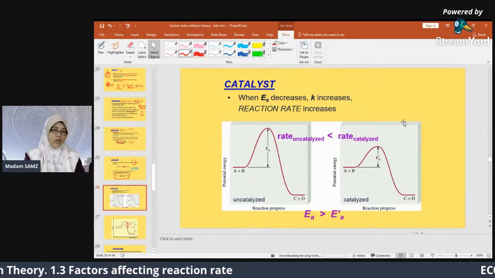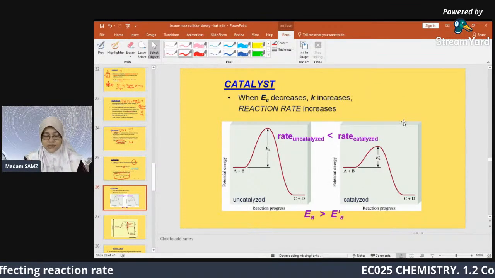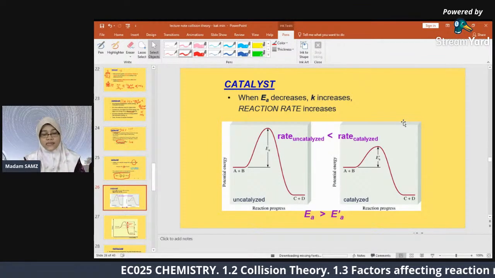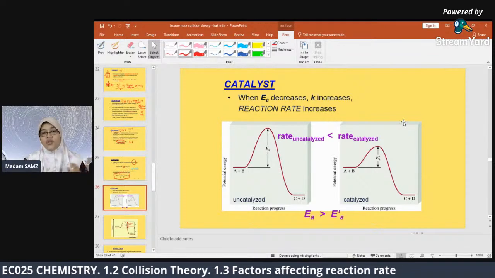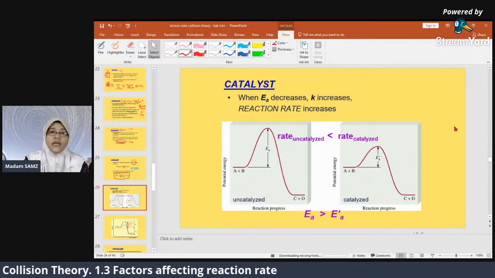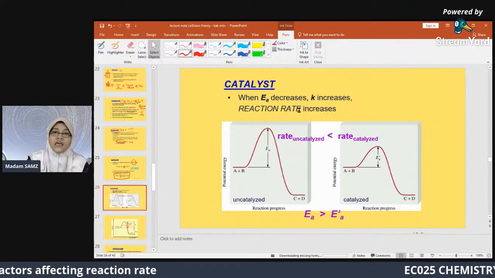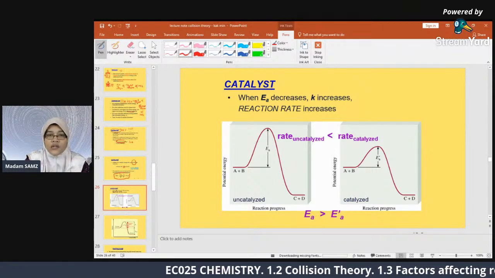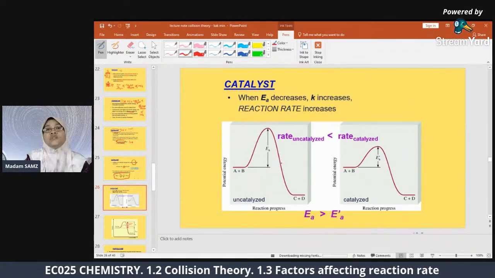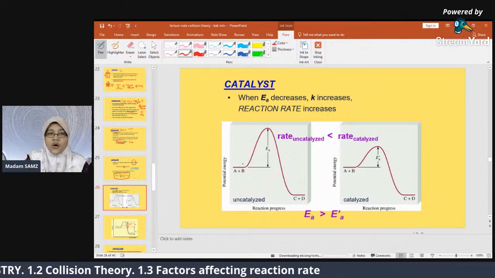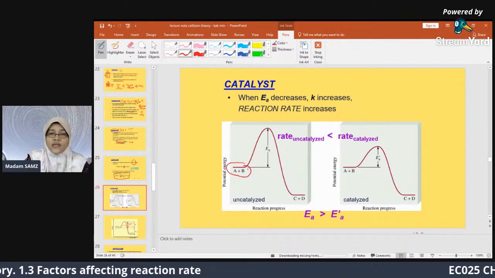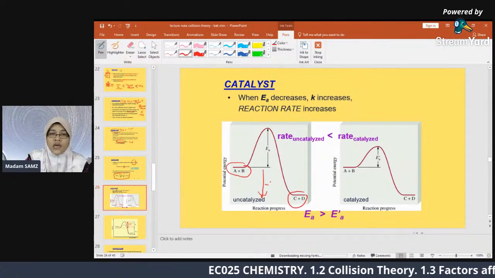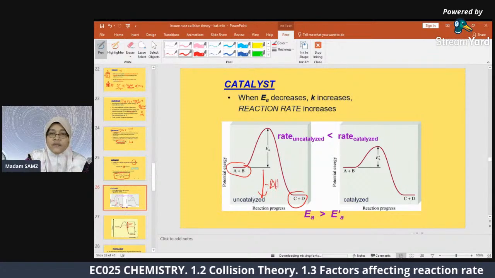So this is a diagram. We perform a reaction, one using catalyst and the other without catalyst. This experiment you will handle in your labs soon. All right. So when EA decreases, K also increases. What is K? You already learned, K is the reaction constant. All right. So this diagram is exothermic, because the reactant has higher energy than the product. So the enthalpy here, delta H, is negative, meaning it releases energy.